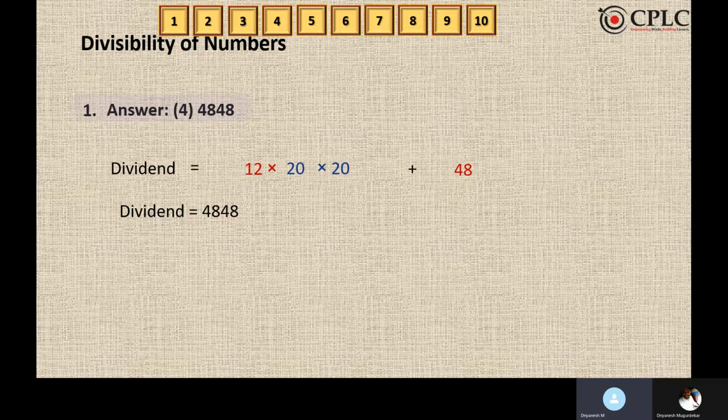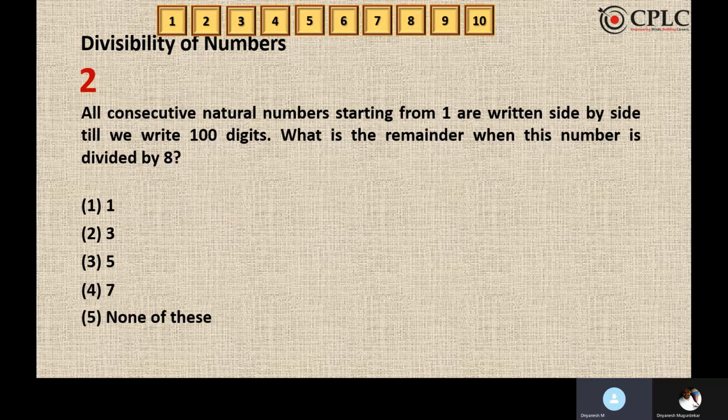Second question: all consecutive natural numbers starting from 1 are written side by side till we write 100 digits. What is the remainder when this number is divided by 8? So we have to write 100 digits. And students, this is where the mistake happens. People consider 100 numbers, but it is actually 100 digits.